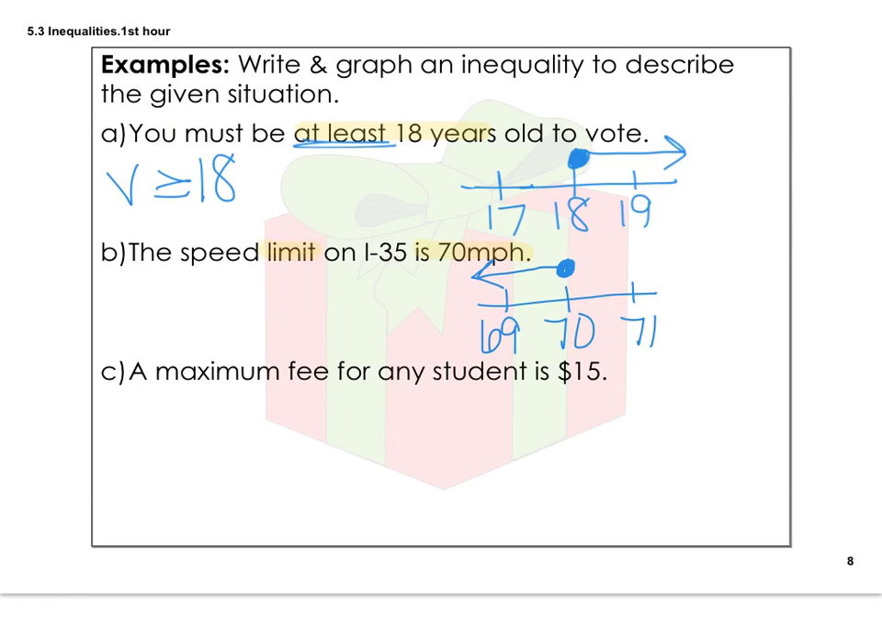So I'm going to use S for speed for my letter. And because our arrow is pointing to the left, looks like the less than sign, and it's a filled in circle, I have S is less than or equal to 70.